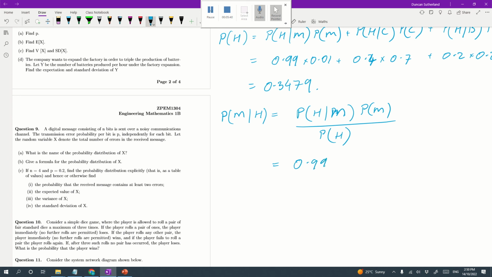That was 0.99, that was 0.01, and we worked out the probability of being hungover overall, 0.3479. So again, we just stick this into our calculator, which I'm about to do now. And what I get is 0.0284 and some more numbers. Okay, so that's that question done.